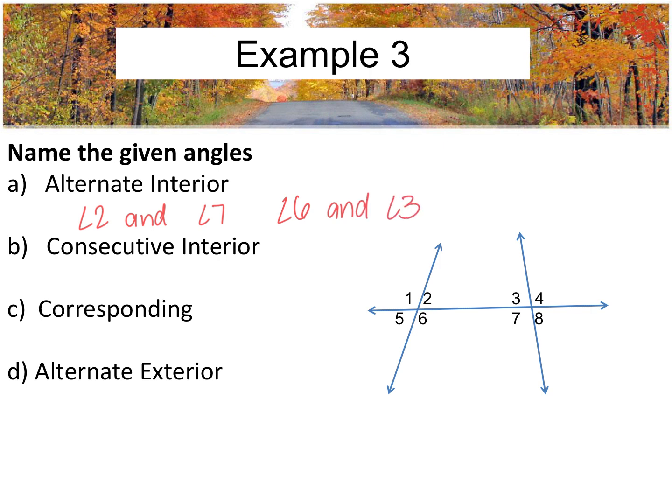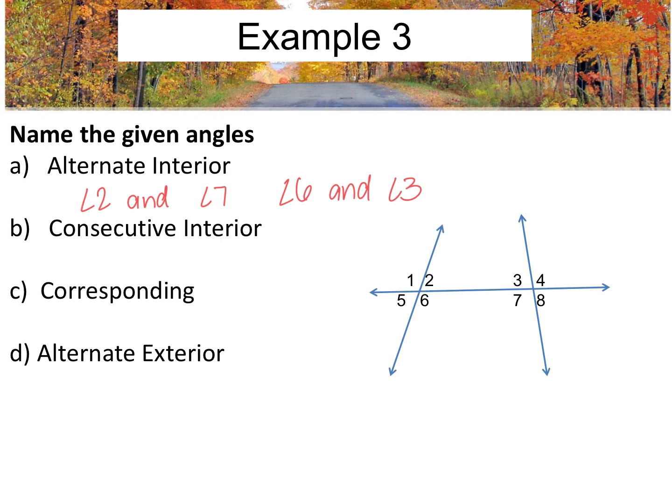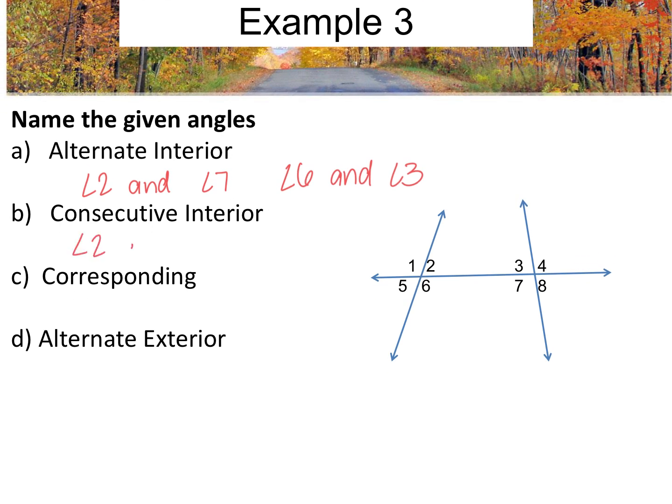All right, who can give me a pair of consecutive interior angles? What was that? 2 and 3, good. And what's another pair? Good, angle 6 and angle 7.